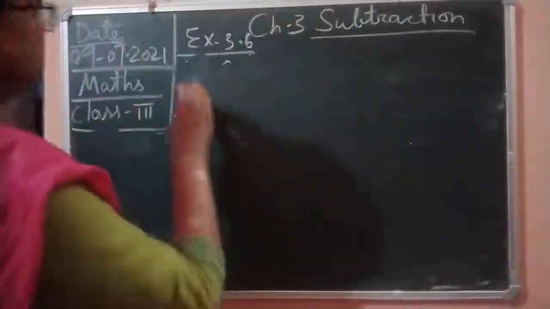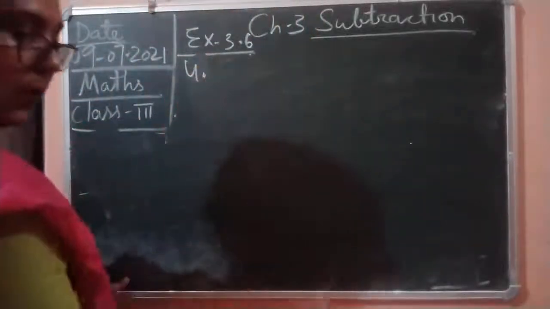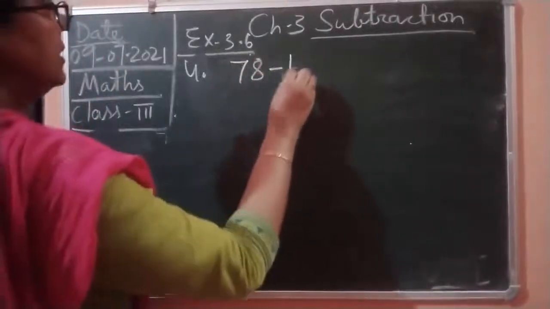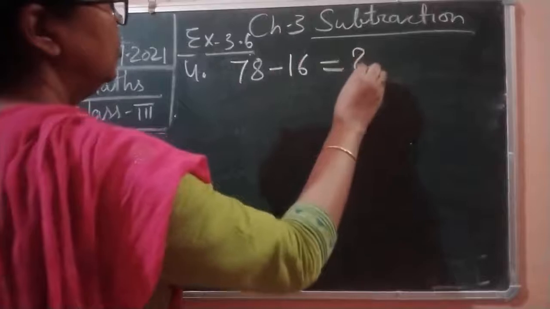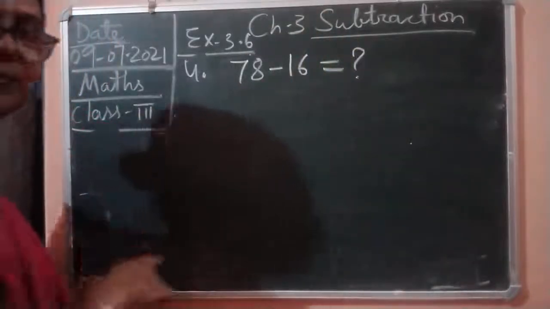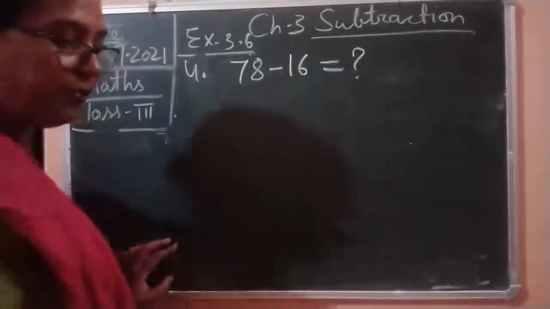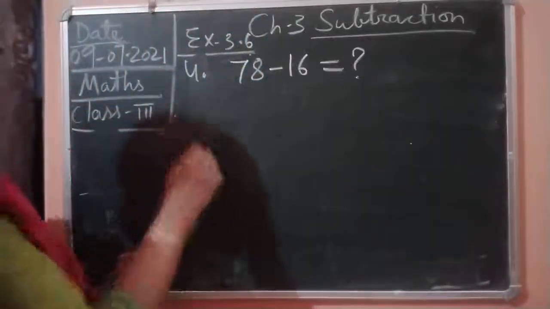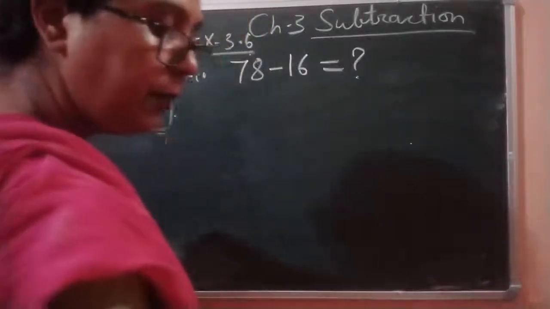Number 4 is 78 minus 16. 78 minus 16 equal to what? Okay. So now here we have to create one word problem. So we will write the word problem over here.